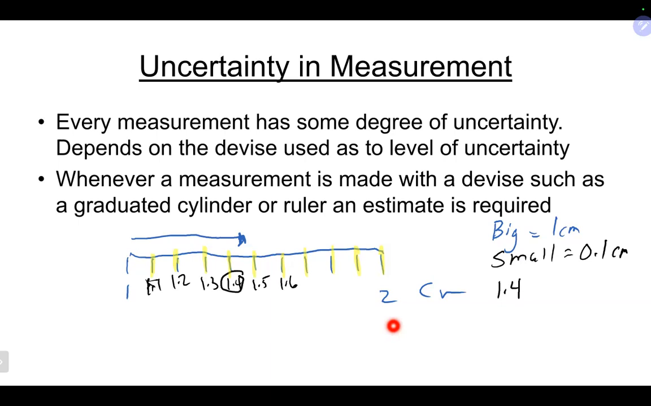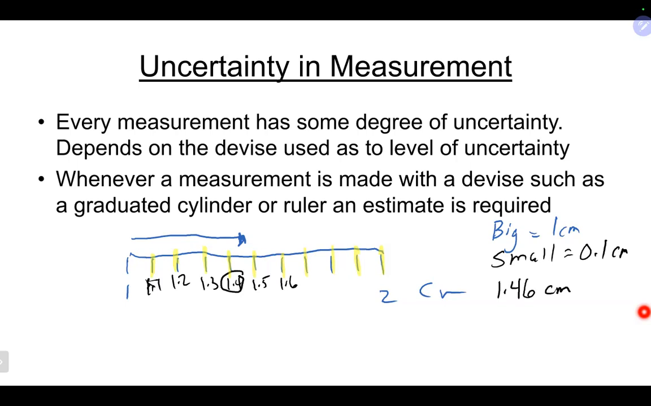I may look at it and go, I think it's just a hair over half. I think it's something like 6, maybe, and I would record centimeters. Somebody else may look at it and go, I think it's kind of half, maybe it's like 5. Maybe somebody with their eyes sort of closed would look just a little bit more the other way, maybe it's 3 or something like that. And that's really where the uncertainty comes into play.